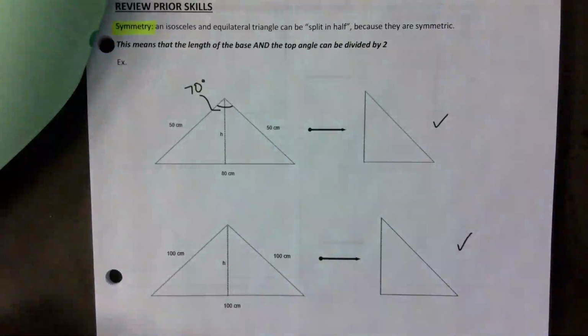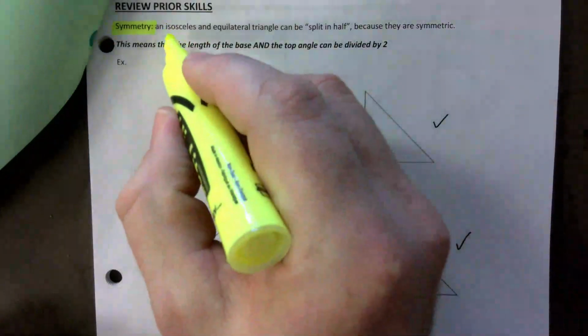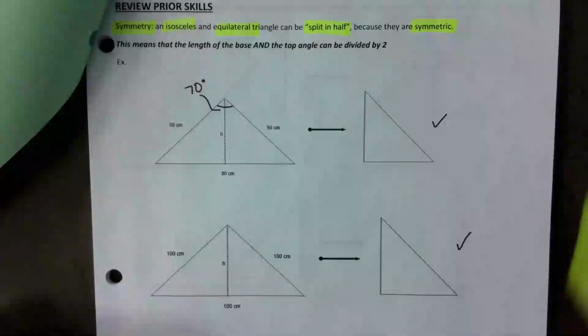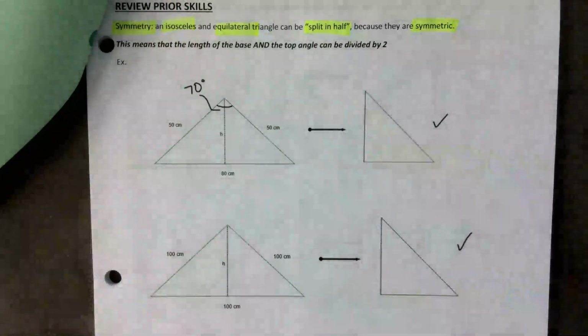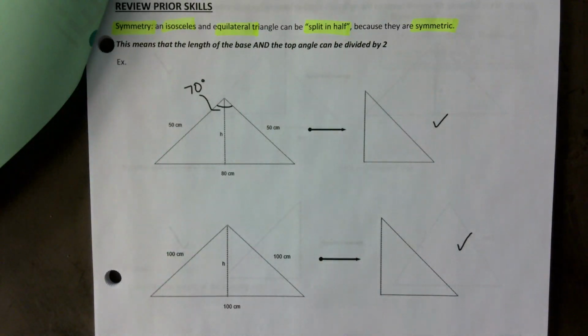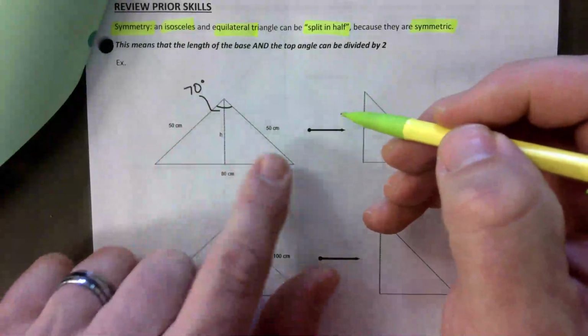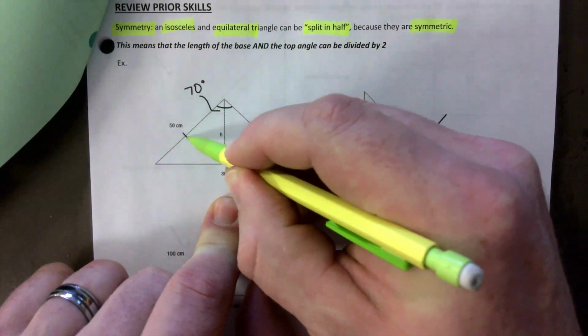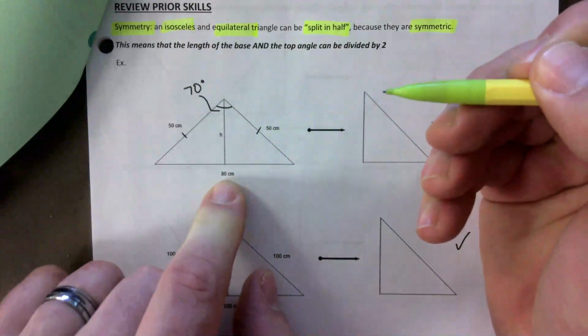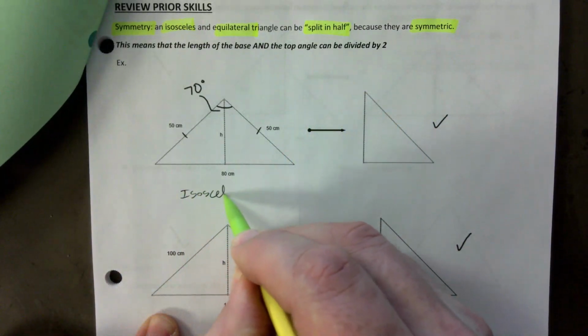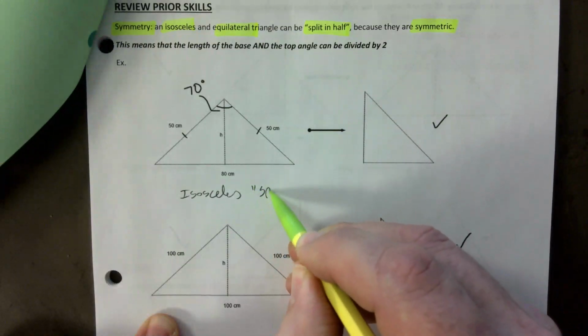Review prior skills. You need to know about symmetry and when it's not symmetric, okay? An isosceles triangle and an equilateral triangle can split in half because they are symmetric. How do you know a triangle is either one of those right off the bat? You look at sides or angles. Do you see that this is 50 and that is 50? Markings go like this. That side is the same as that side. And this is 80, of course, right? So this is an isosceles triangle. Right? You can split it.